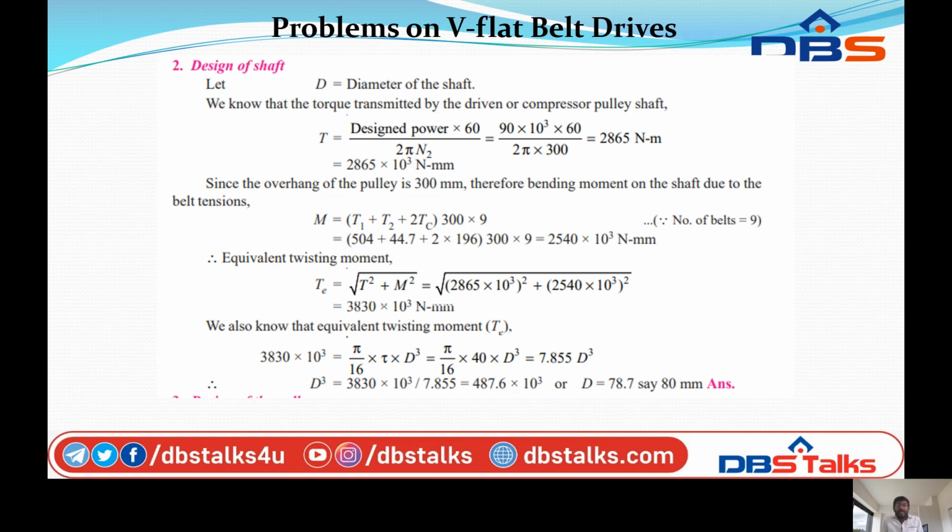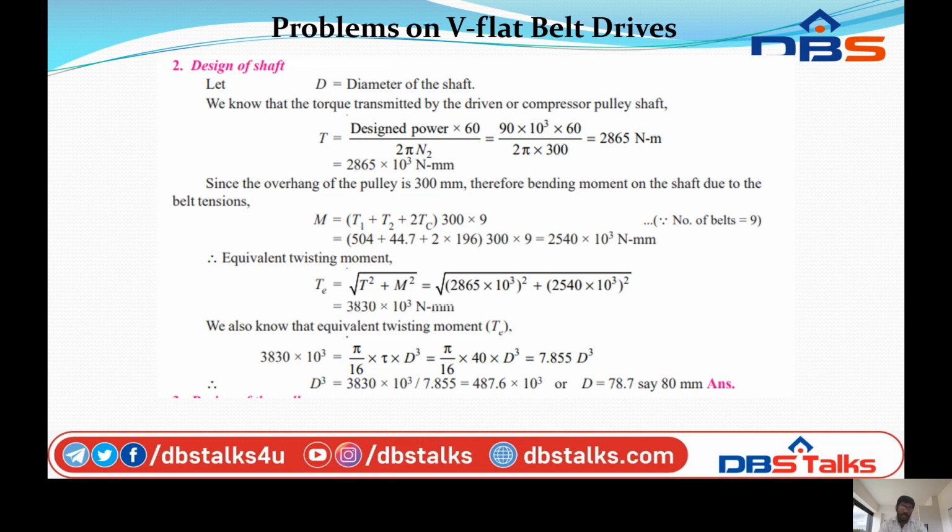Therefore equivalent twisting moment Te is equal to square root of T square plus M square. So that is equal to square root of (2865 into 10 cube) whole square plus (2540 into 10 cube) whole square. So finally we can calculate the twisting moment. Te is equal to 3830 into 10 cube Newton mm.